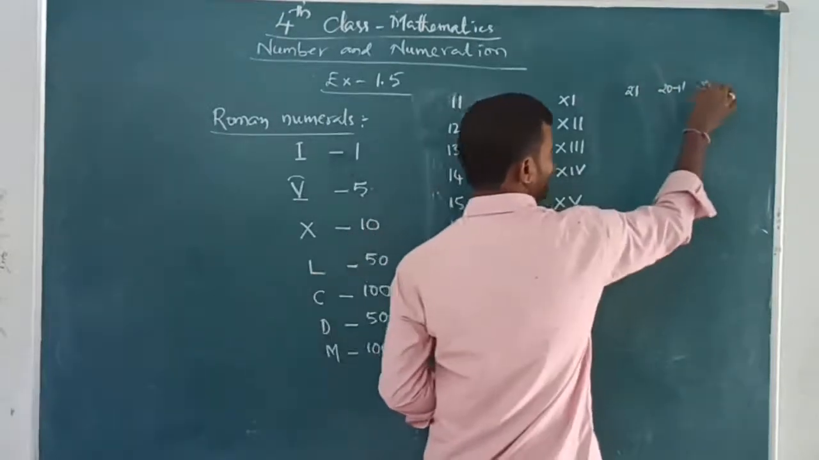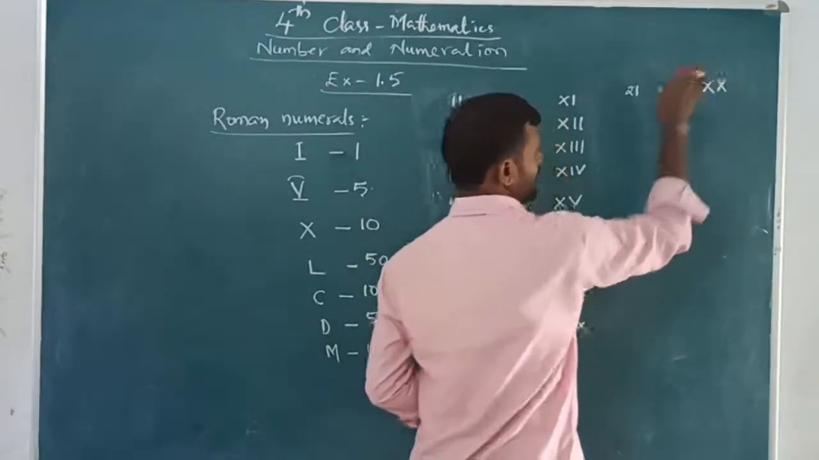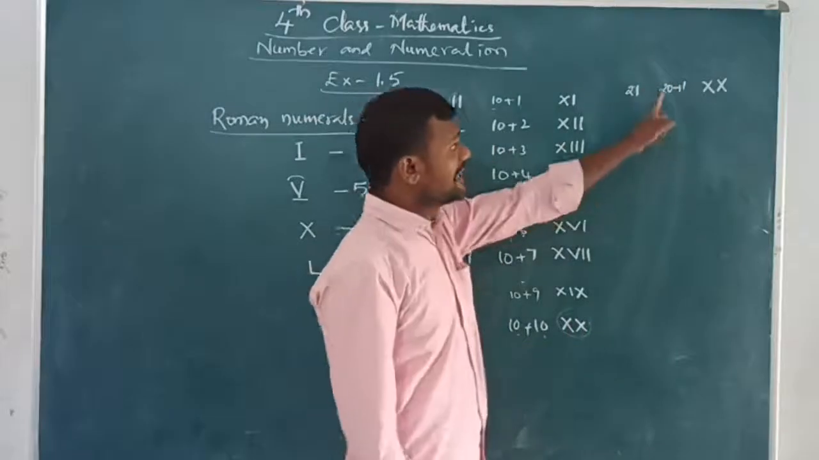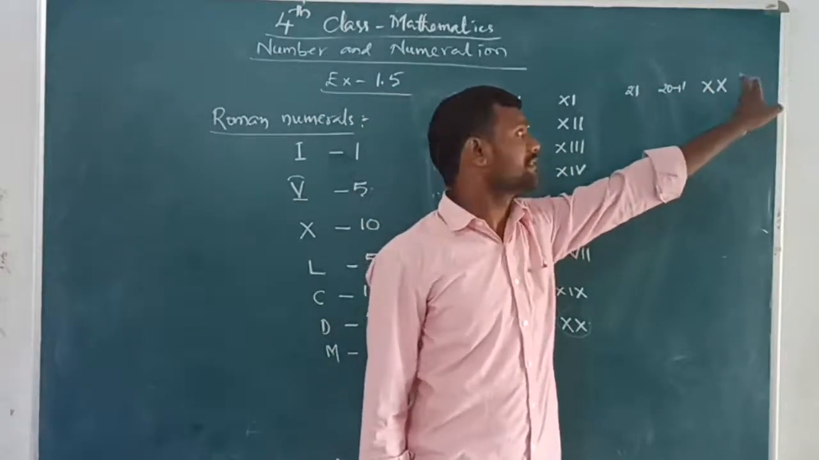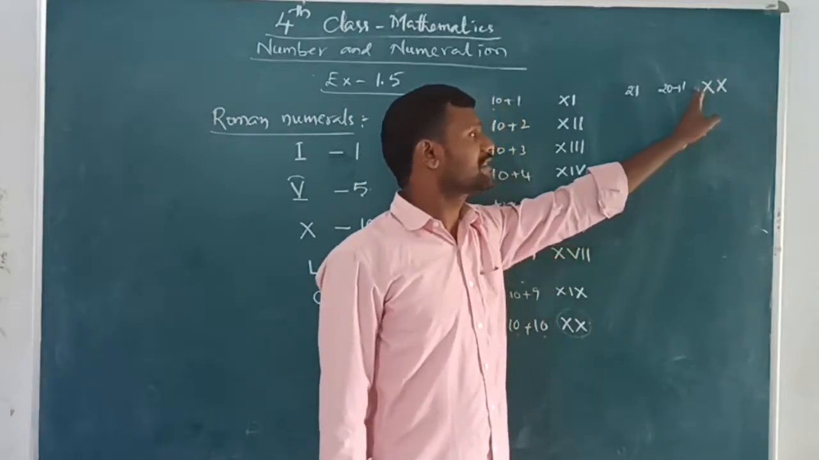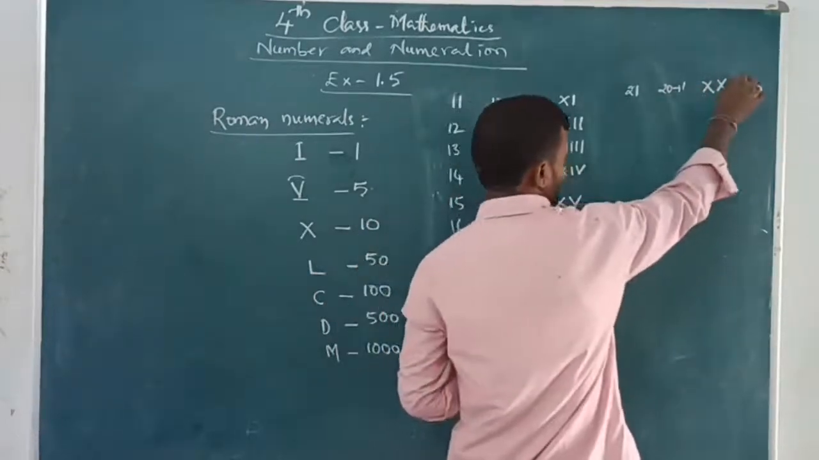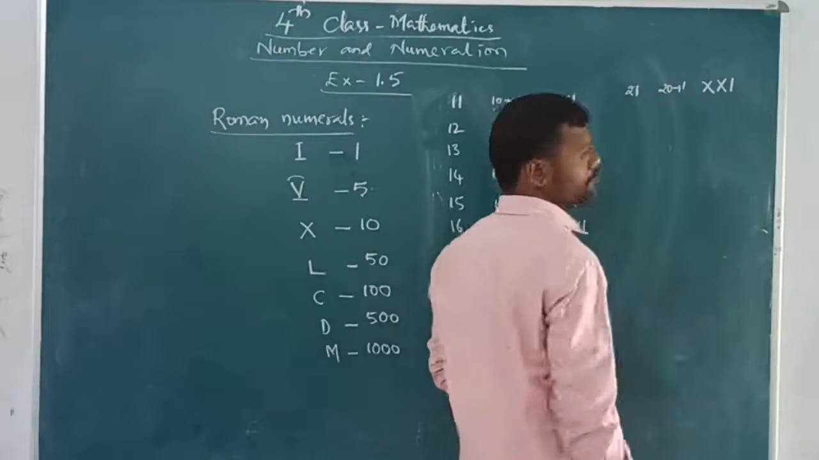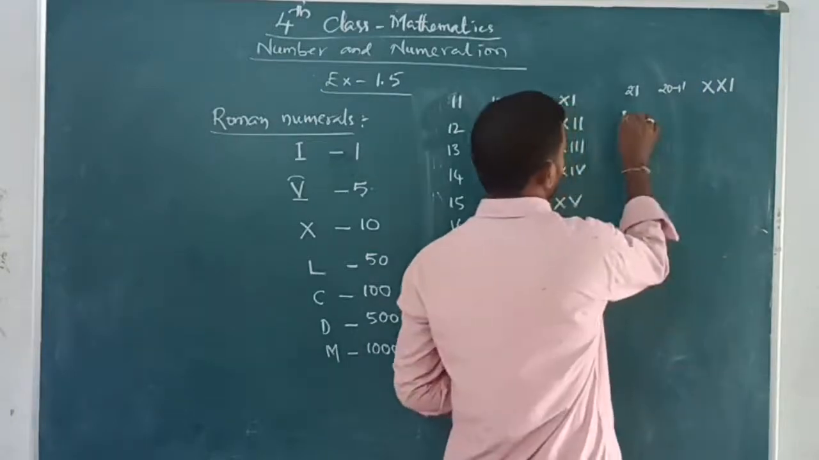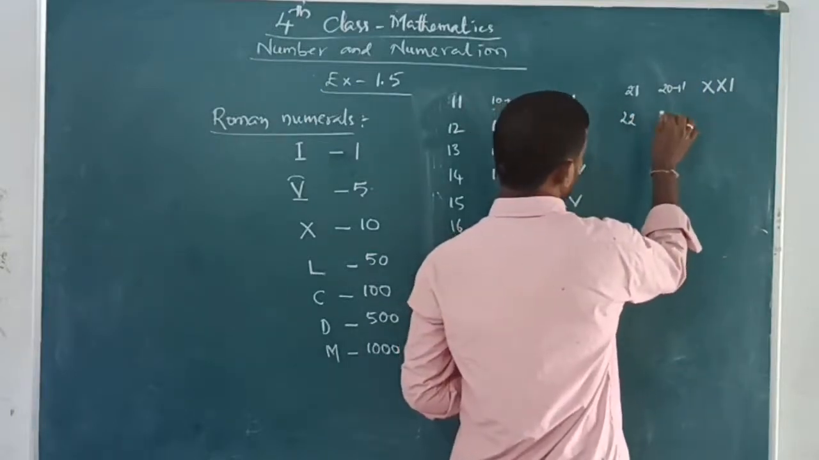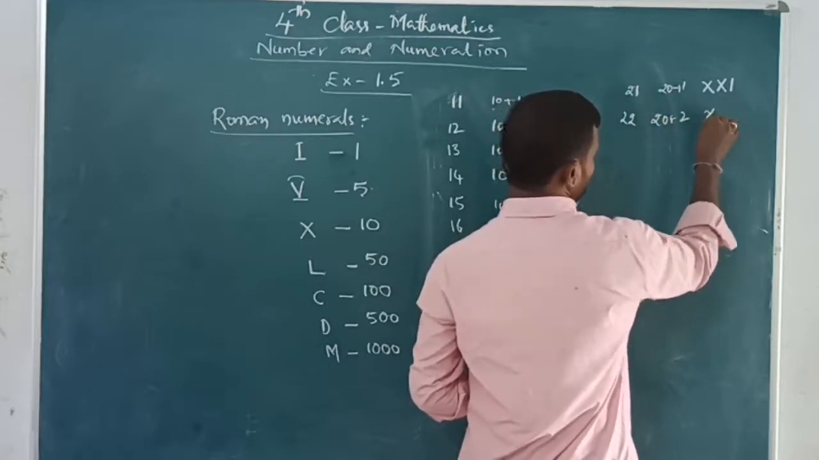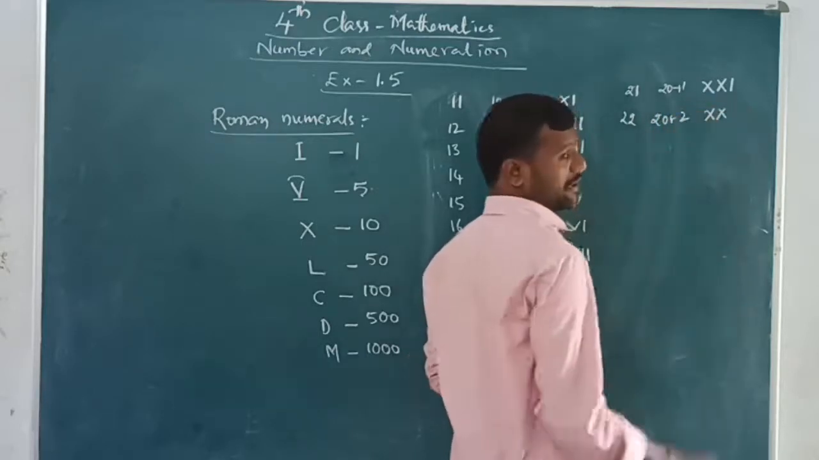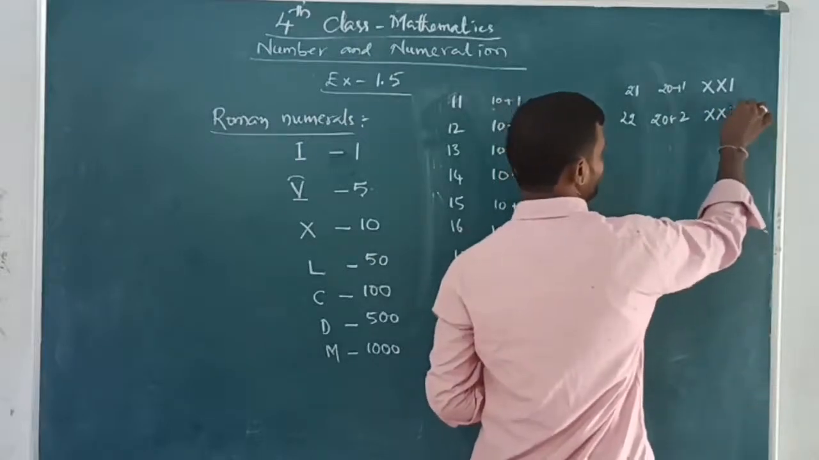20 means what? X and X. That is 20. Plus 1. Plus 1 means where I have to write? On this side or on this side? On this side, on the right side. Okay, that is 21. Next 22. 22 means 20 plus 2. So 20 means double X. 2X means 20, and 2. 2 means this one.